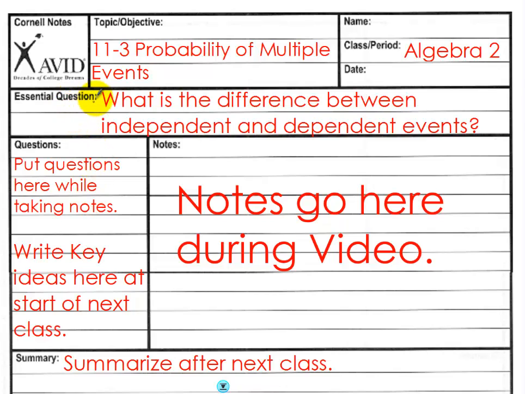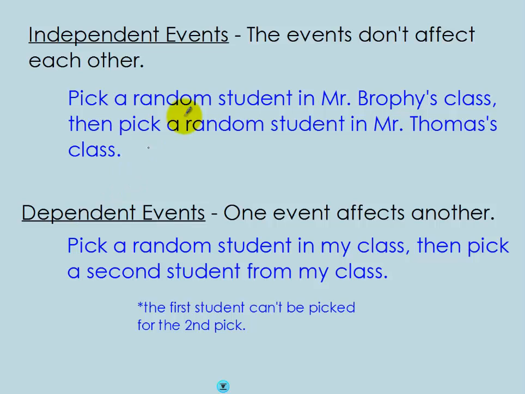Welcome Algebra 2. This is 11-3, Probability of Multiple Events. An essential question is, what is the difference between independent and dependent events? Let's begin. So an independent event is an event that doesn't affect, these are events that don't affect each other.